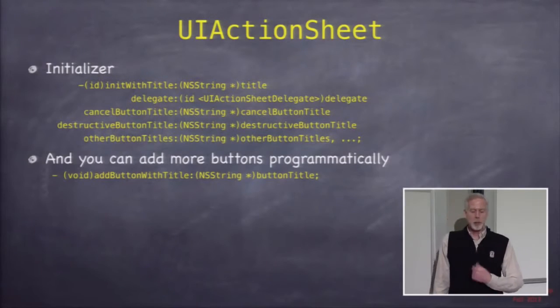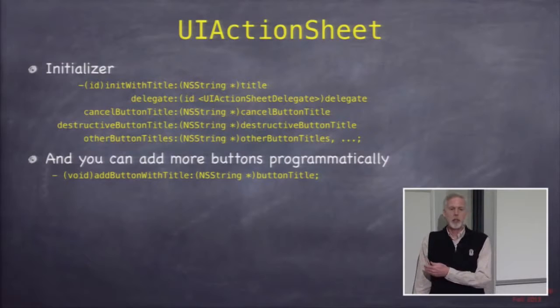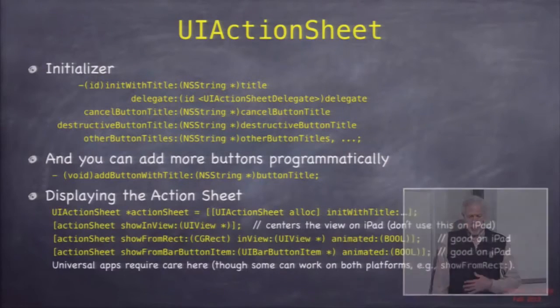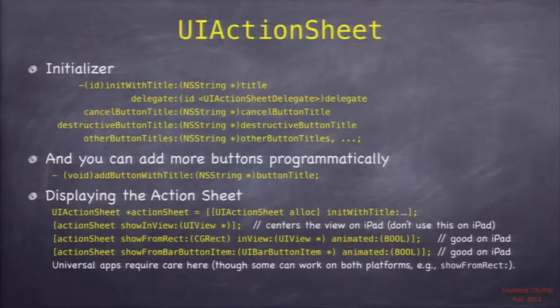You can also add buttons programmatically. If you don't want to provide them in the alloc init, you can just call add button with title to add into the action sheet. And then it's time to display the action sheet. And you kind of do this, depends on what context you're in. On the iPhone, you're almost always going to do show in view. A lot of times self.view, or if you have a view that's inside your self.view, you could show from that. But it doesn't really matter on the iPhone because it's always going to slide up from the bottom. No matter how you present an action sheet on an iPhone, it's always going to slide up from the bottom.